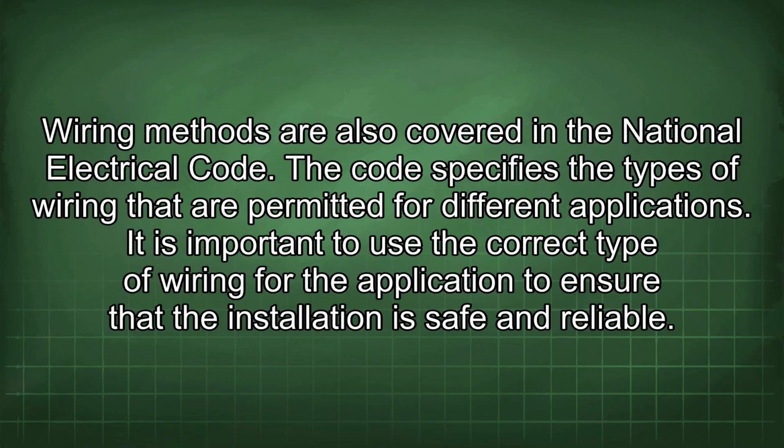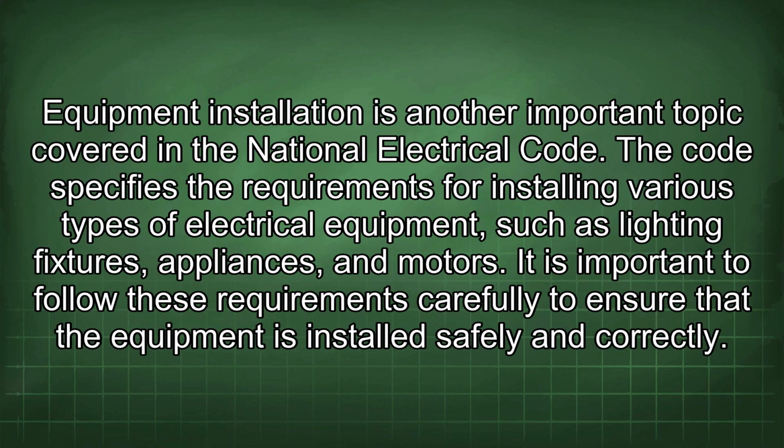Equipment installation is another important topic covered in the National Electrical Code. The code specifies the requirements for installing various types of electrical equipment, such as lighting fixtures, appliances, and motors. It is important to follow these requirements carefully to ensure that the equipment is installed safely and correctly.